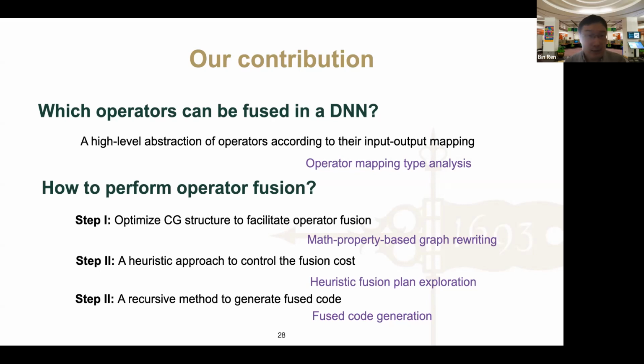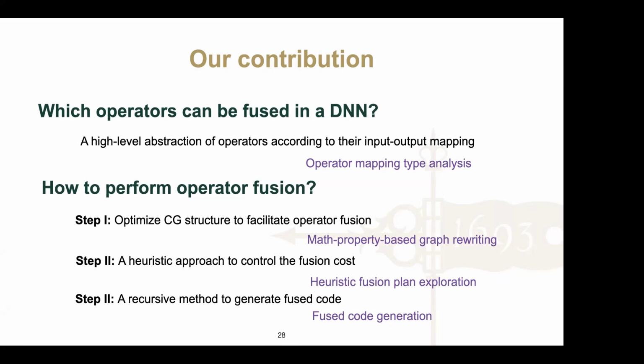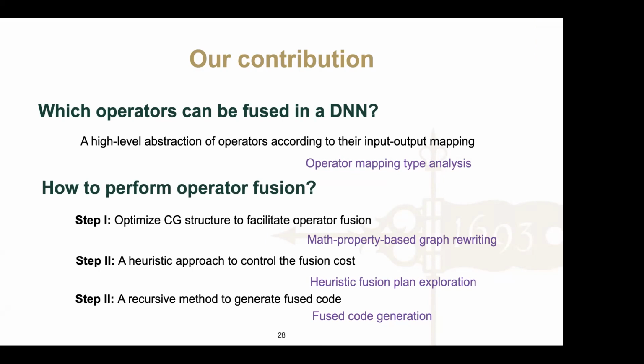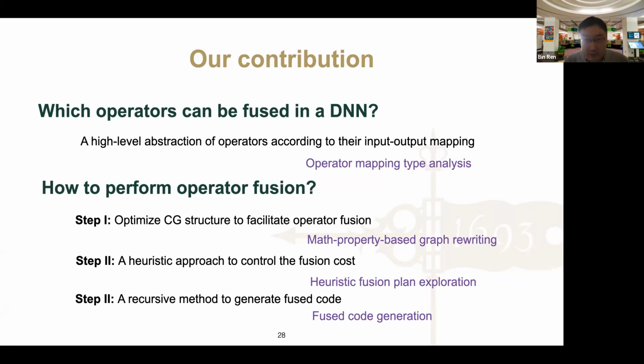To answer the first question, we design a high-level abstraction of operators according to their input and output mapping. We call it operator mapping type analysis. This is a higher level than the operators, and it's more general. It covers different kinds of operators, and it can also cover incoming new operators. Essentially, we are studying the fusion opportunities at a higher, more general level. This is the major idea of this DNN fusion technique.